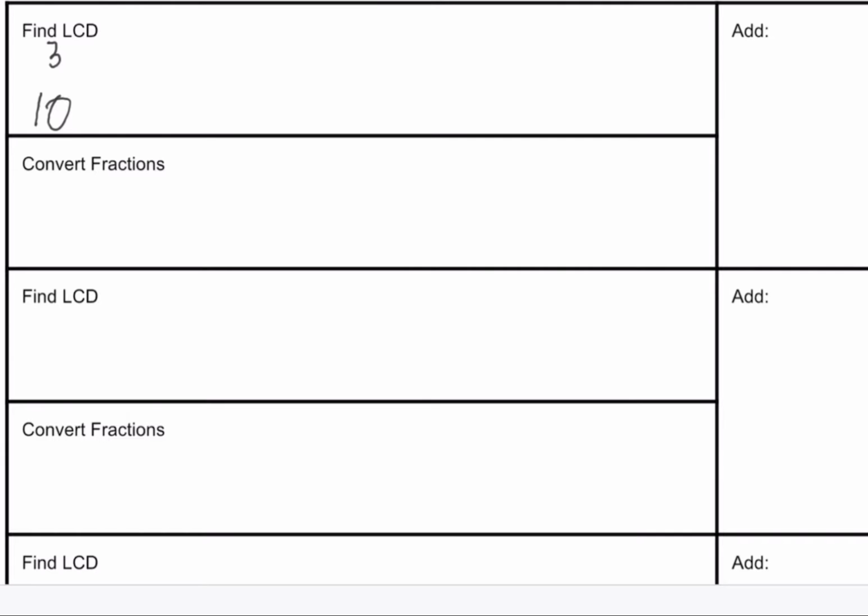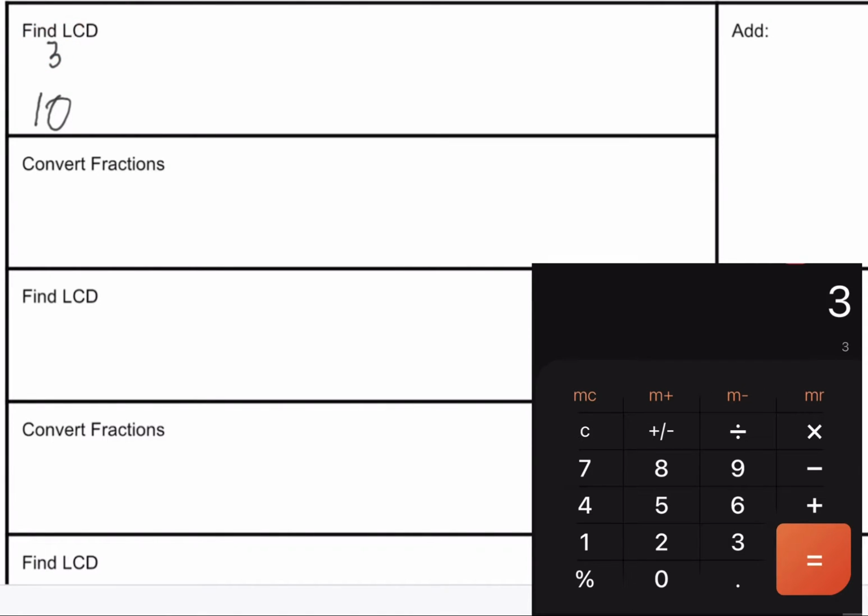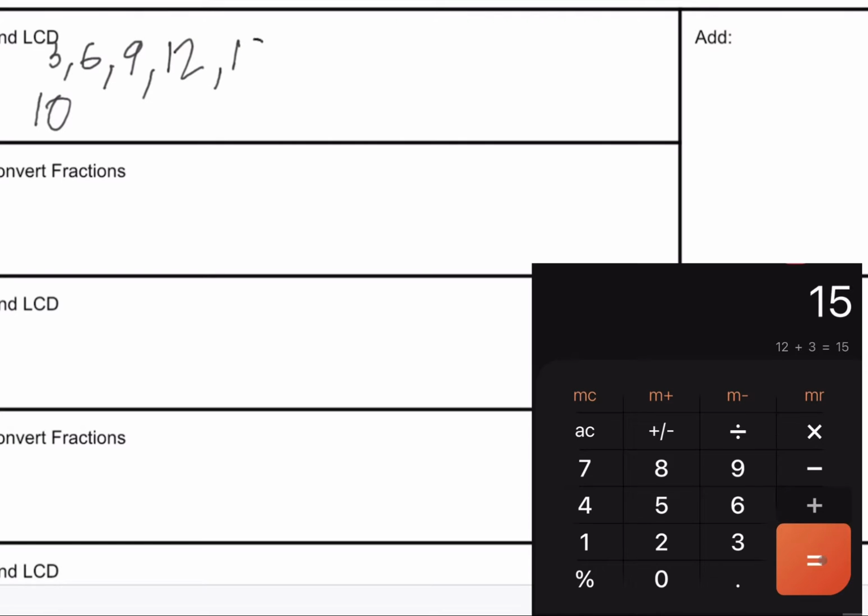And then we're going to start writing multiples of it. Now remember, if you aren't good at counting by 3s or counting by 10s, just take a calculator. We're going to start with the 3. If you do 3 plus 3 equals, you're going to get a 6. I'll put a comma here to separate my numbers. Push equals again, it's going to give you a 9, then a 12, then a 15, 18, and 21.